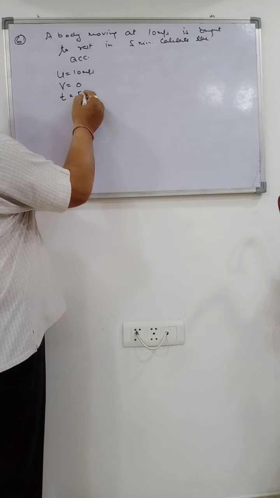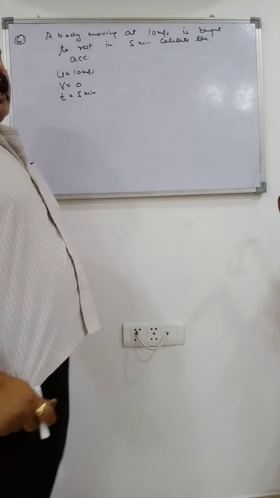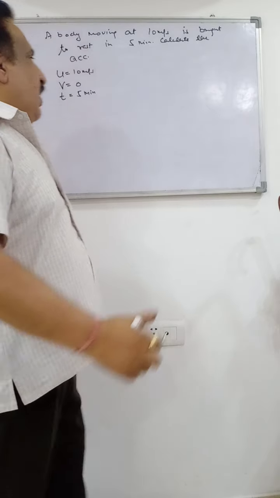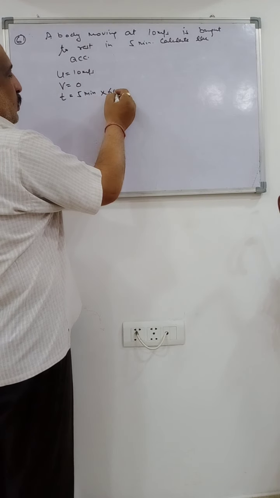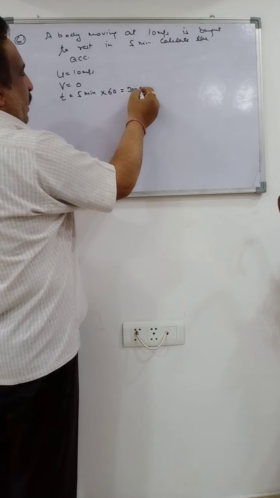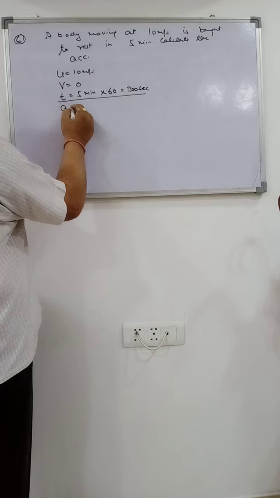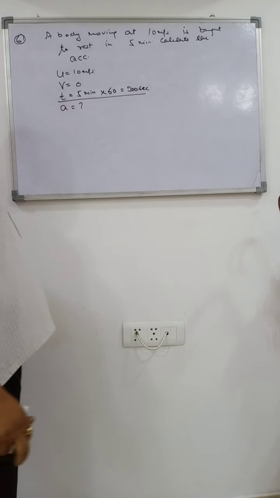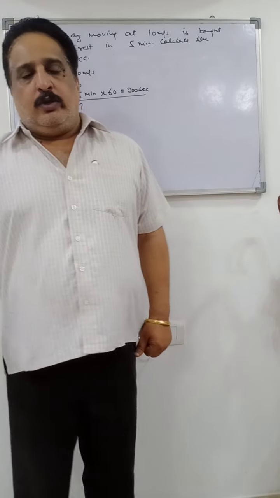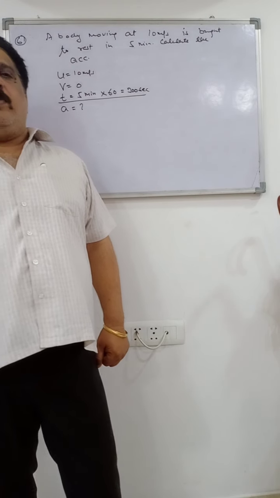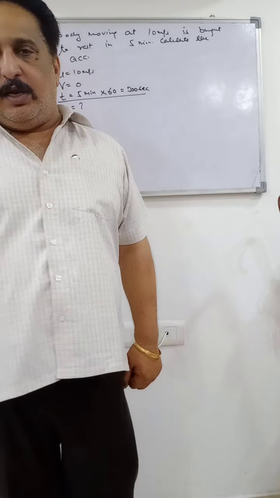Time is 5 minutes. You cannot use the time in minutes because you need the time in SI units, that is seconds. Now what is 5 minutes equal to? 5 into 60 is equal to 300 seconds. You have changed the time to seconds and you have to calculate A. Now you have V, U, A and T. So the main difference in the question was you have to change the time. When you change the time from minutes to seconds, multiply by 60. And if you want to change the time from hours to seconds, multiply by 3600.